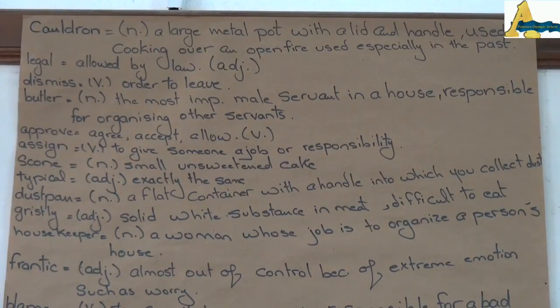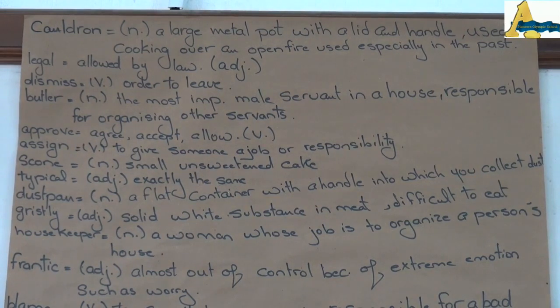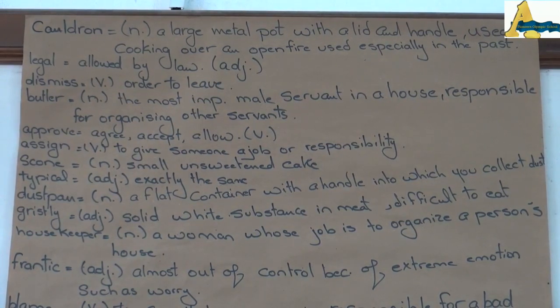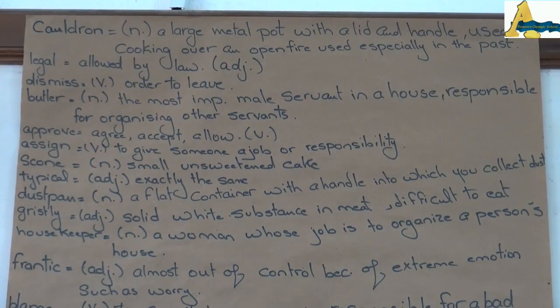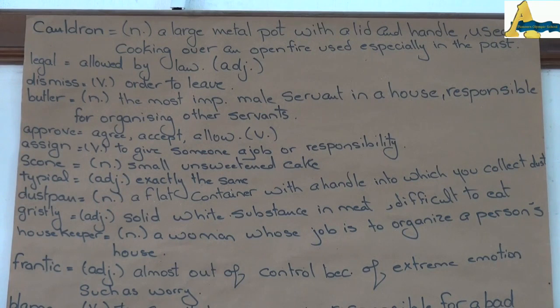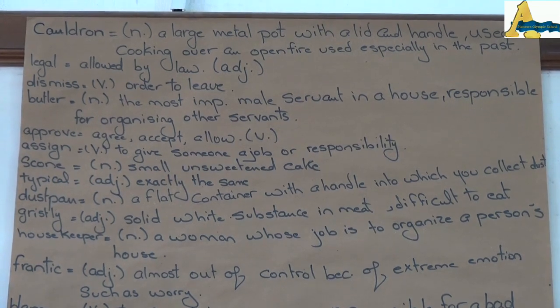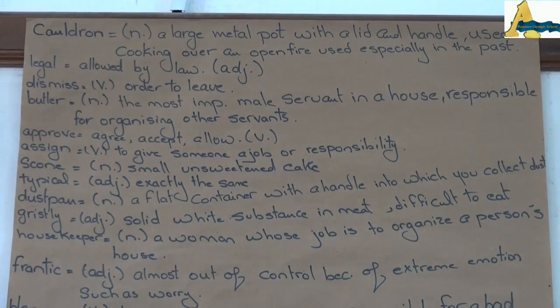That's the last list in our vocab, but I'm going to revise it all before we answer. Cauldron, what's a cauldron? It's a noun which means a large metal pot with a lid and handle used for cooking over an open fire, used especially in the past. It's a big pot that people used to cook in the past.